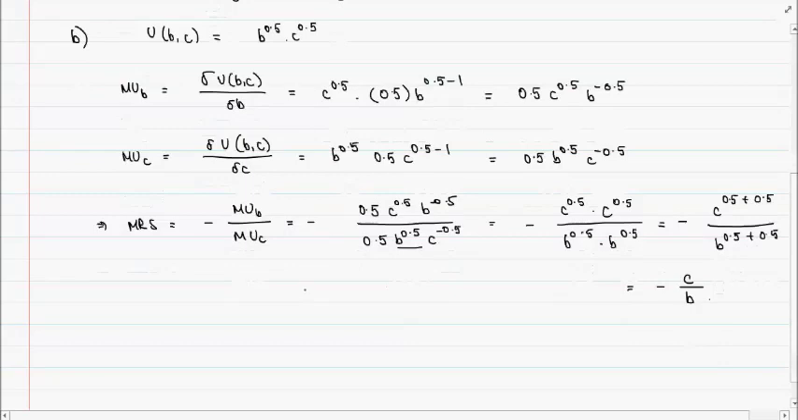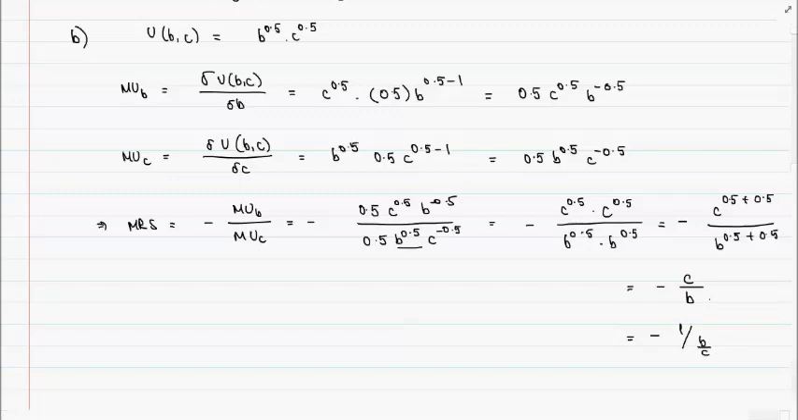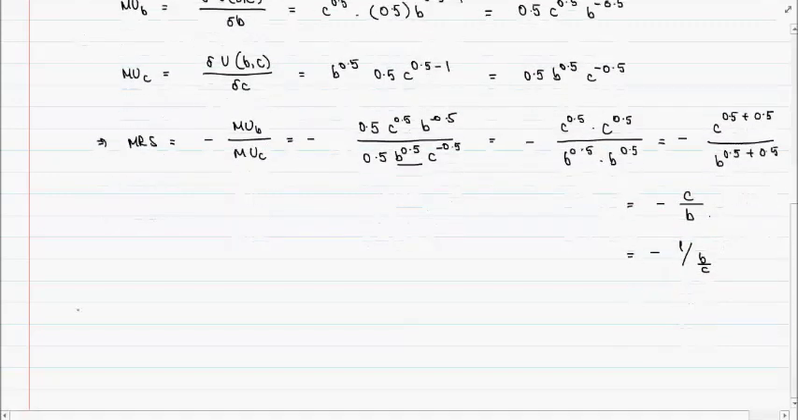The question tells you, where possible, to try to express the function as a function of the ratio b on c. What we have over here is c on b. If you want to express that as b on c, it's just going to be 1 divided by b on c. Very straightforward.